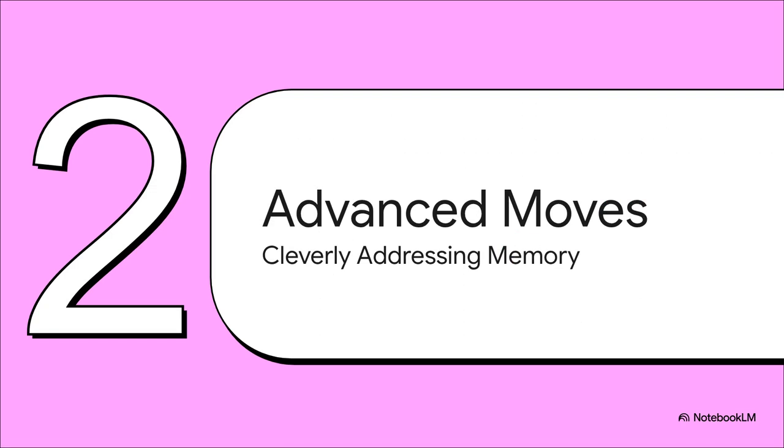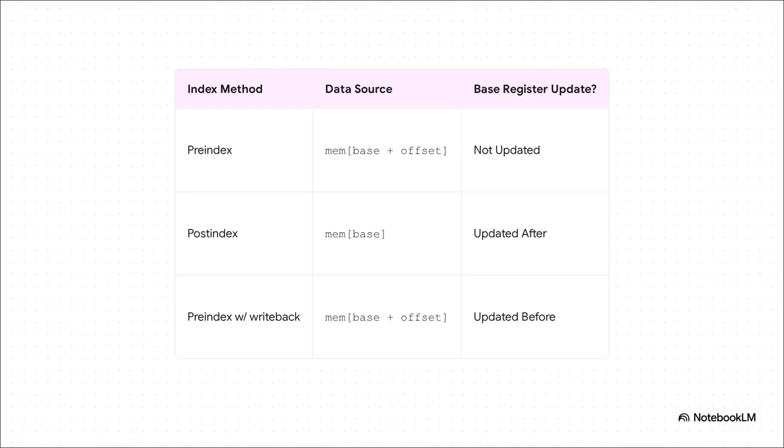All right, so moving one thing at a time is fine. It works, but it's not always the most efficient way, right? We want to work smarter, not harder. And that's where we get into some really clever ways of addressing memory. Now, don't let these names on the screen throw you. All they are is three slightly different, clever ways to grab stuff from our warehouse. The only thing you really need to pay attention to is when our map, the base register, gets updated. Does it happen before we grab the item, after we grab it, or does it not get updated at all?